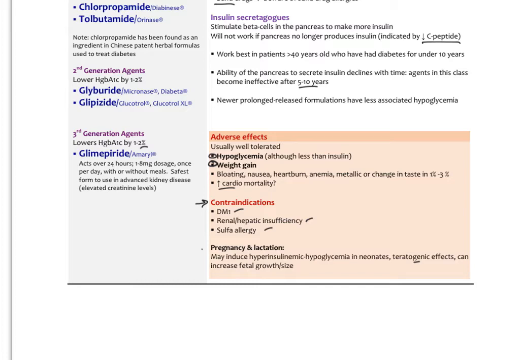So that is sulfonylureas, a second or third line agent, which sometimes is used in type 2 diabetes.